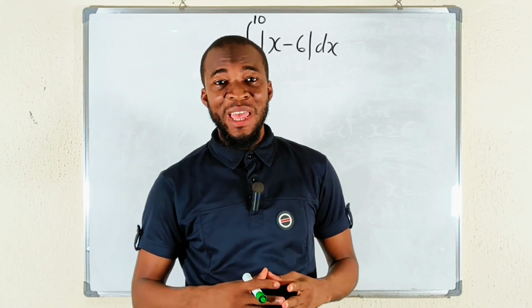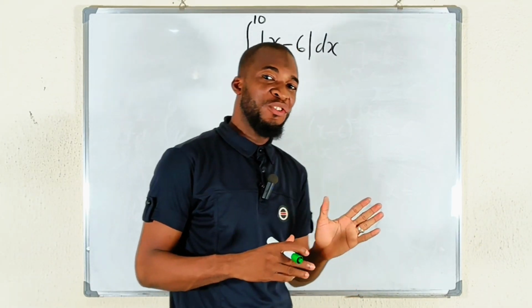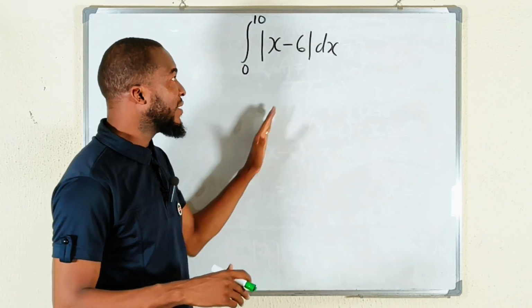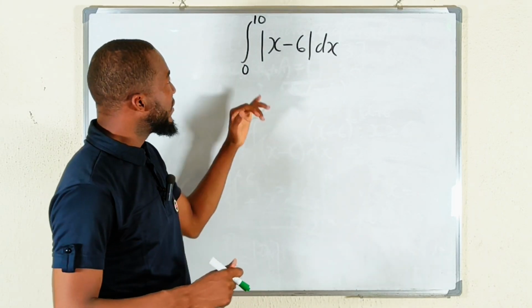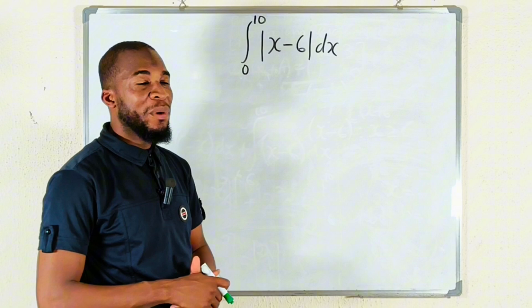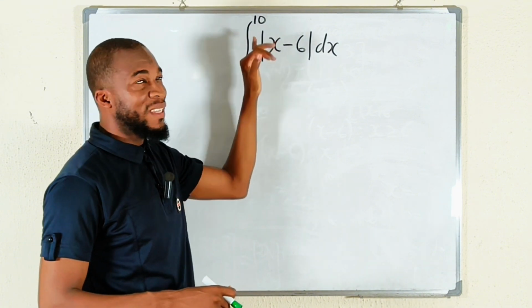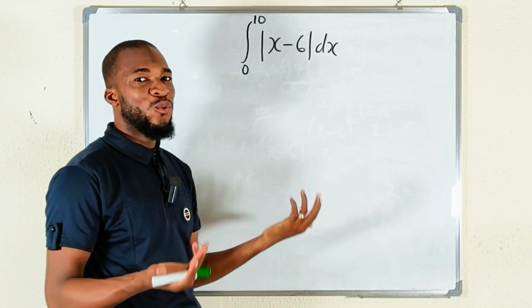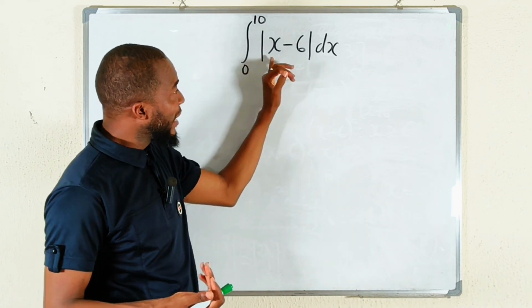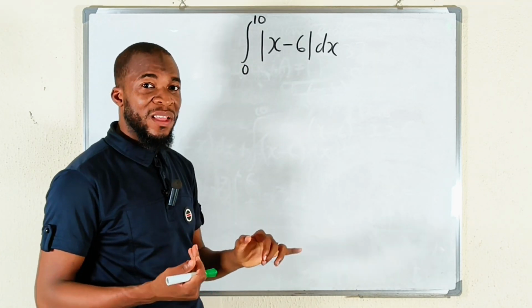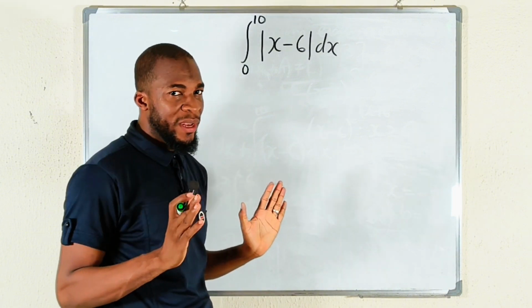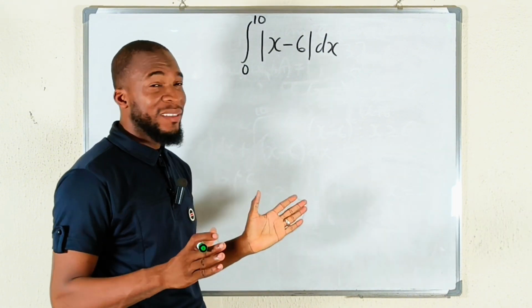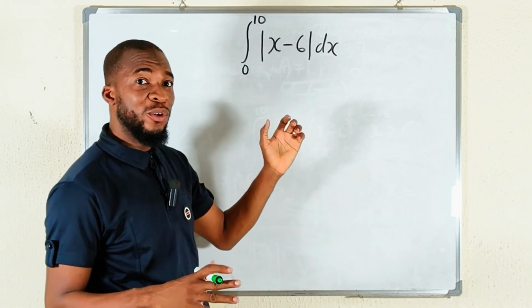In this tutorial, I am going to show you two different ways in which you can evaluate this definite integral. We have the integral of the absolute value of x minus 6 from 0 to 10. What you should remember about absolute value is that it is a piecewise function, because this x minus 6 could either be positive or negative under a certain condition. It depends on the value of x.